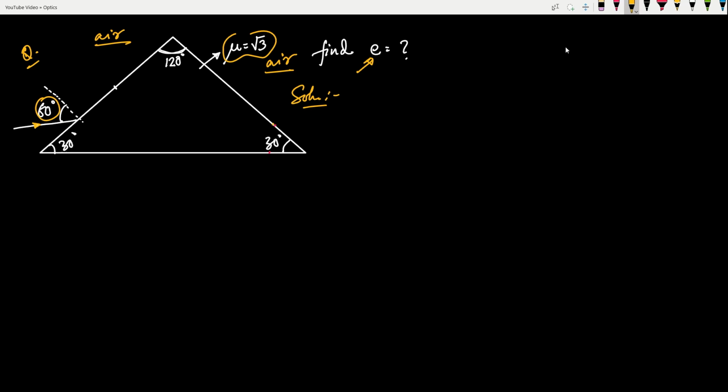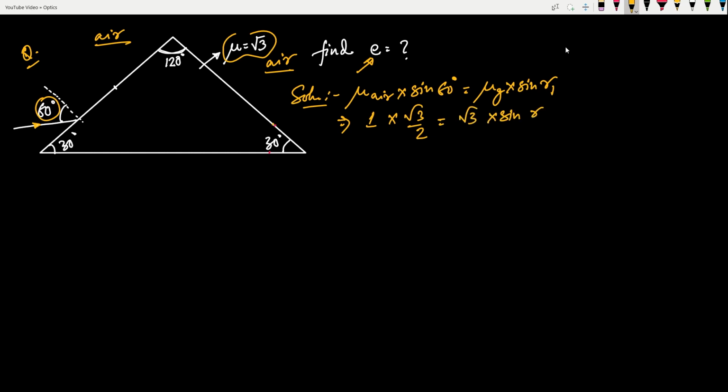So how can we get R1? The simple answer is apply Snell's law, as we have learned earlier. So we'll be applying Snell's law in the first refracting surface, that is mu of air multiplied by sine of angle produced in the air, that is 60 degree, is equal to refractive index of the glass multiplied by sine of angle produced in the glass, that is R1. Now mu of air is 1, sine of 60 degree is √3 by 2, mu of G is given to be √3 multiplied by sine of R1. Now √3 got cancelled, therefore you can say that R1 is basically 30 degree.